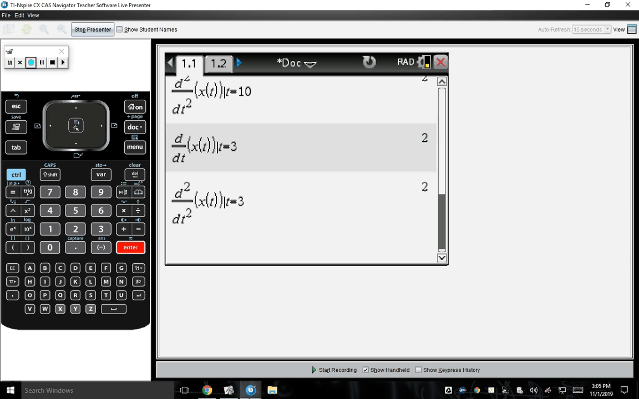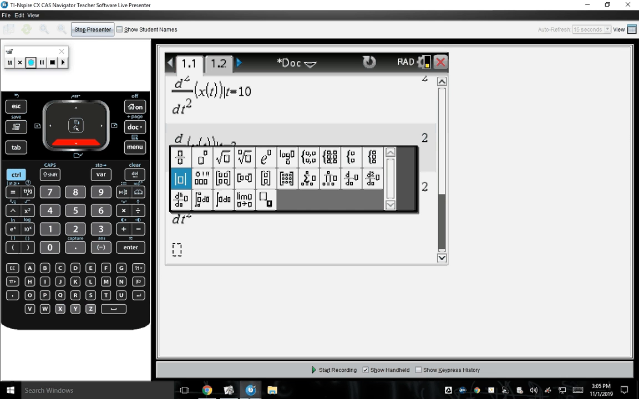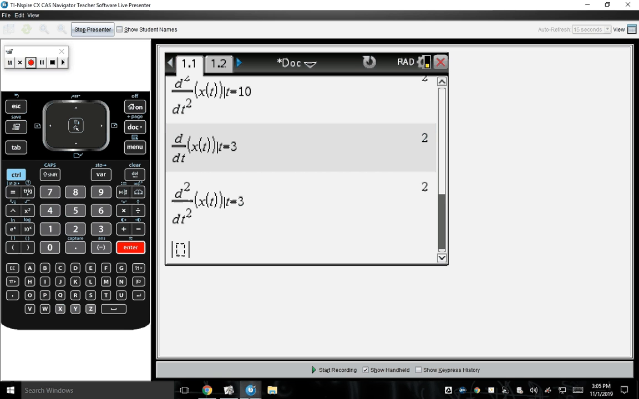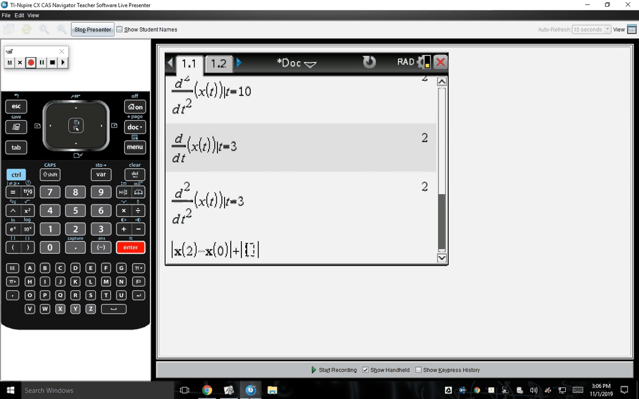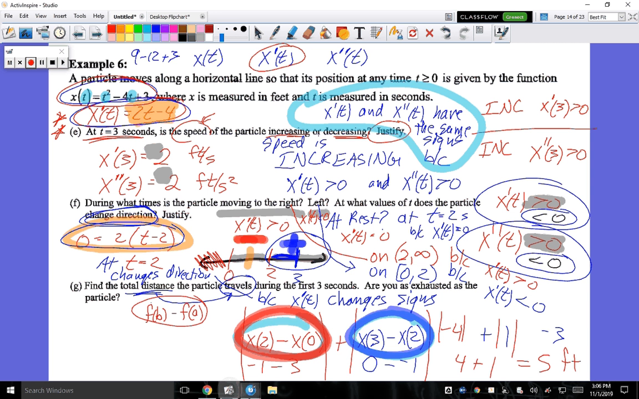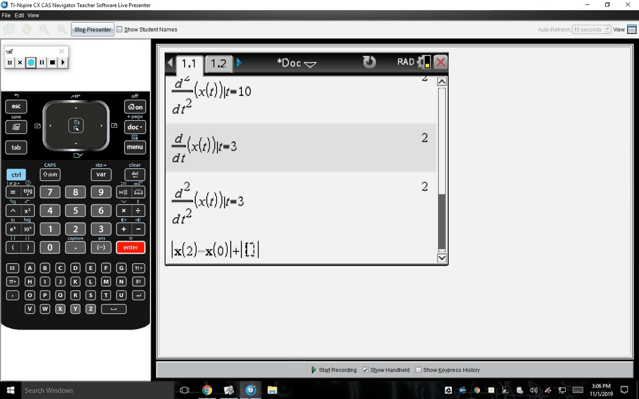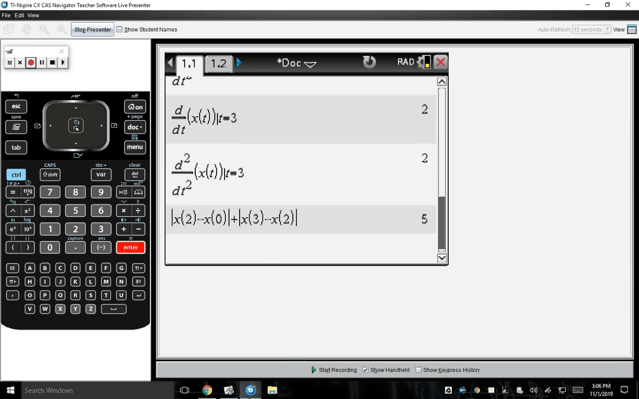Here we go. We're going to say the absolute value. Remember that key is right next to that number 9. And we're going to say the absolute value of x at 2 minus x at 0. And then we're going to add the absolute value. Remember, for total distance traveled, we need these absolute values because we're accounting for both backward and forward displacement all in one positive total, okay? And this last one was x of 3 minus x of 2. In other words, the final position minus the initial position of that time interval, and we get 5, just like we got over here.